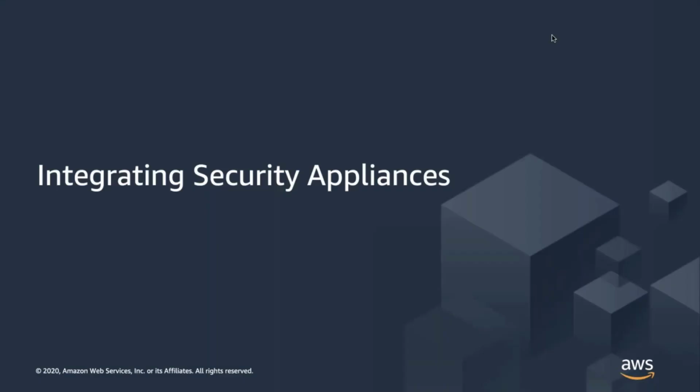Okay, so now that we recapped and we kind of know what the Transit Gateway can do, let's start talking about how we can integrate different security appliances while using the Transit Gateway and centralize those security appliances in one VPC and let other VPCs use that centralized model.